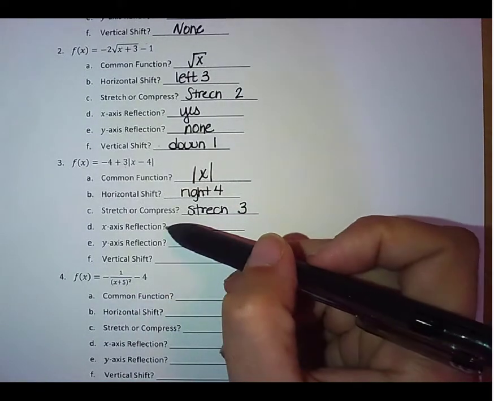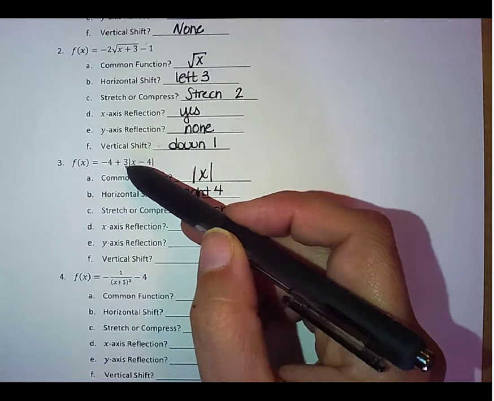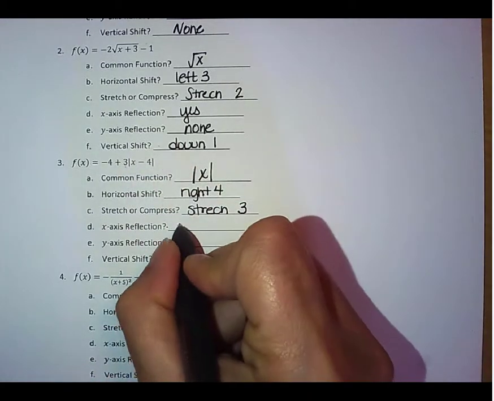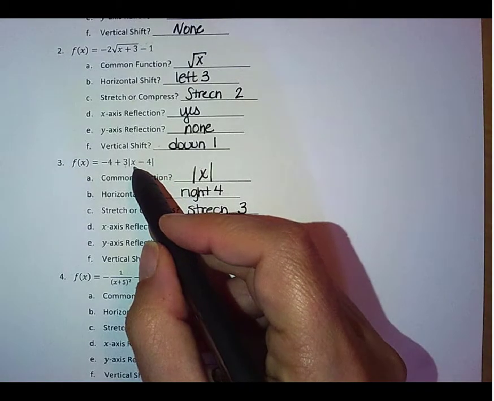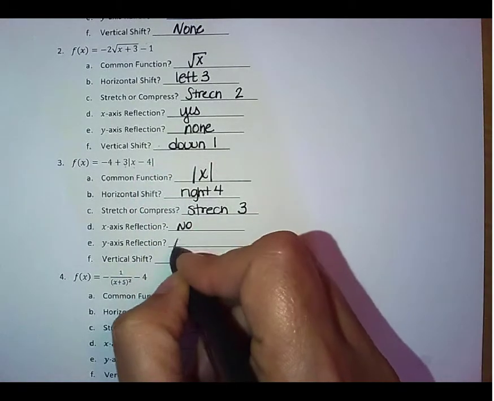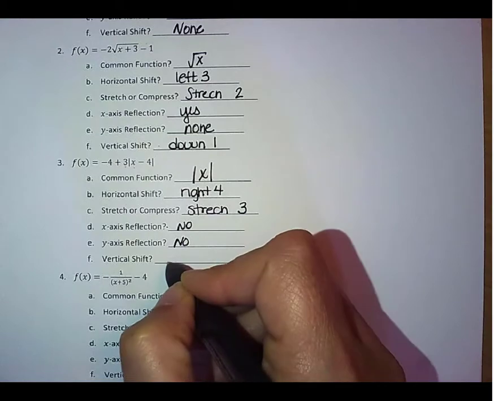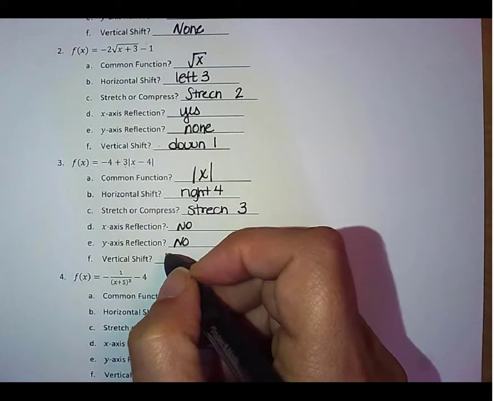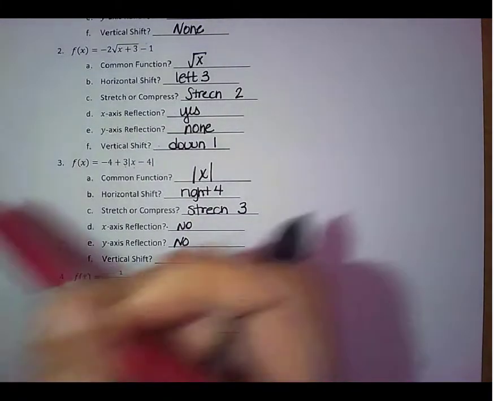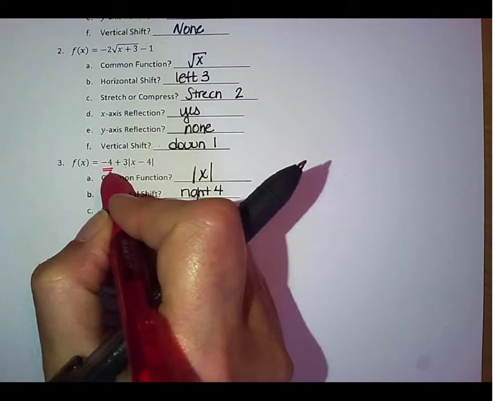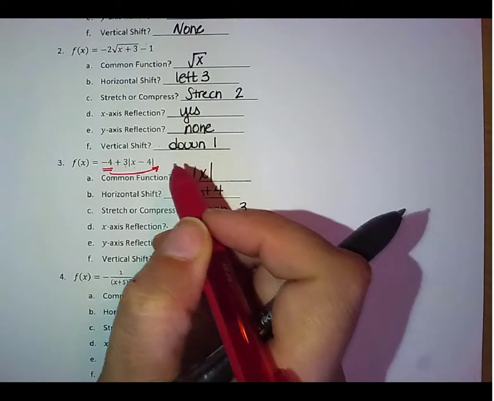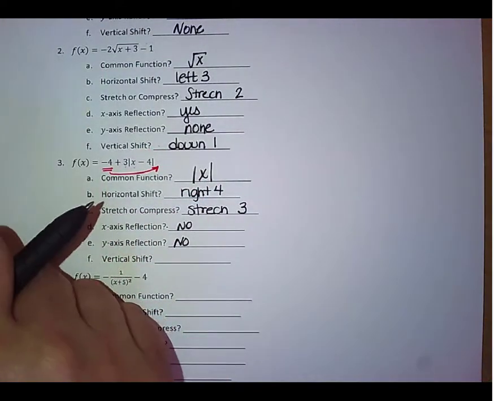We do not have a reflection over the x-axis since that is a positive 3, so this is going to be no. And we do not have a reflection over our y-axis since that x is also positive, so this is no. We do, however, have a vertical shift. Now our vertical shift is in a little bit of a different spot. It's up here in the front at the negative 4, where normally we would see it back here on the back end of this. So they've just written it out of order, and that's okay.